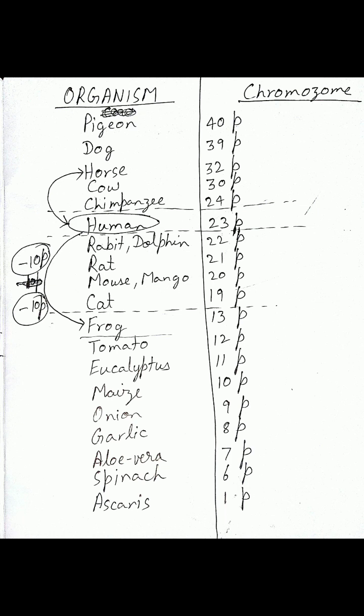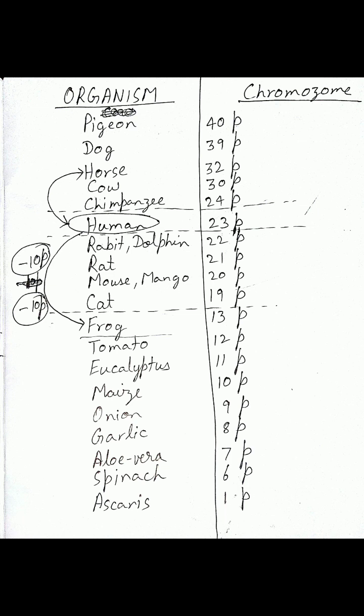Okay, now frogs have very smooth skin, right? Frogs have very slippery skin, and similar is the case with tomato. Tomato also has a very smooth appearance, right? So tomato will have 12 pair of chromosomes. Frogs have 13 pair of chromosomes, and tomato will have 12 pair of chromosomes.